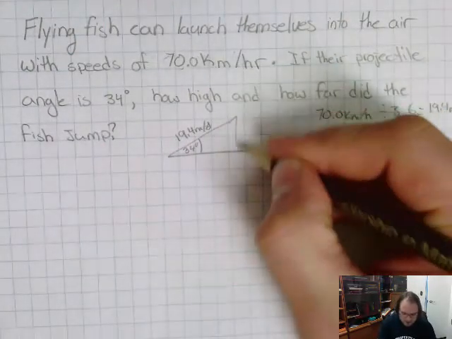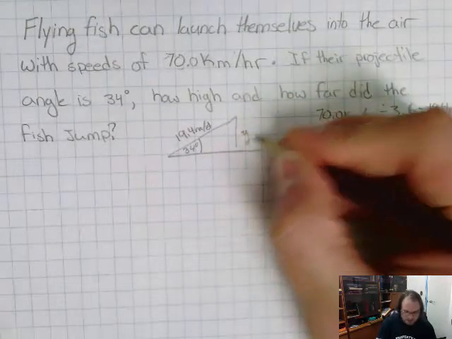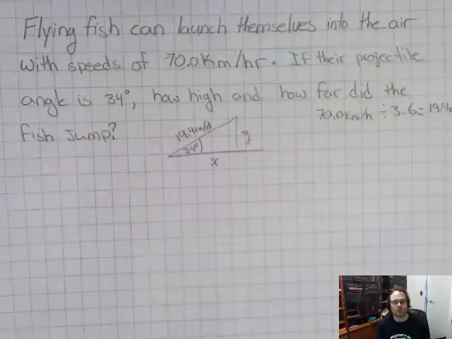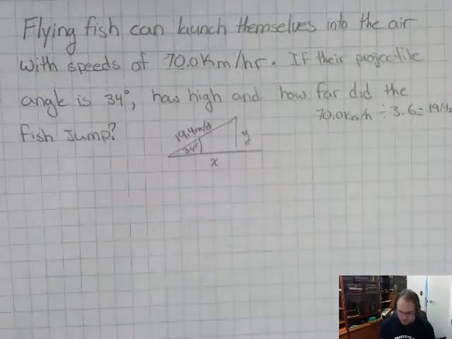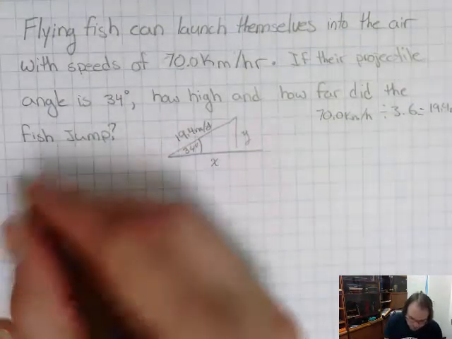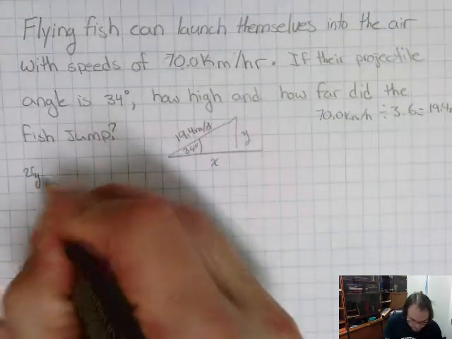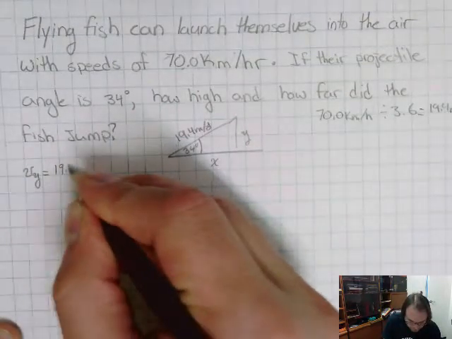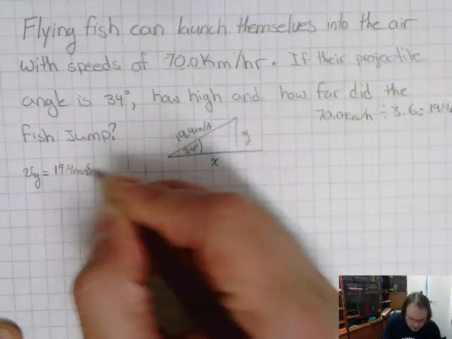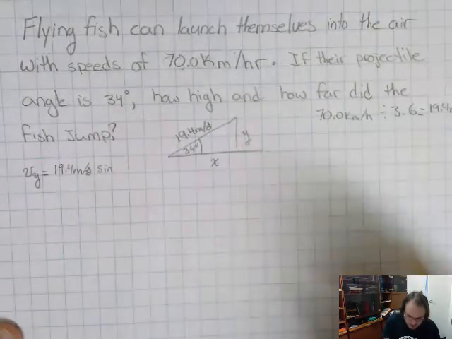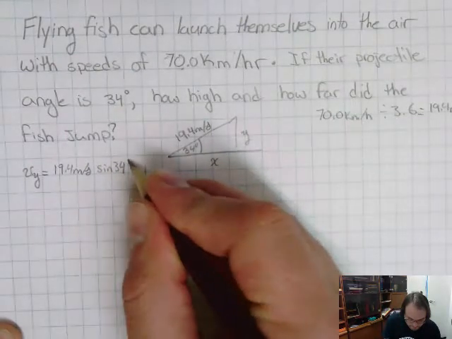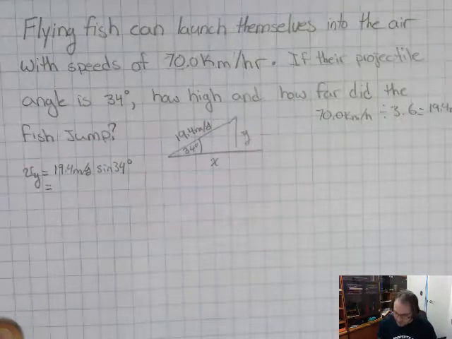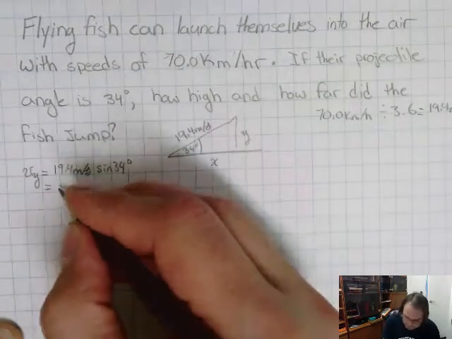Now, we need to figure out what my y and my x velocity are, because that's always step one. Break them down to your x and y components. We have a resultant, so we're going to break it down to x and y. So for my y, I'm just going to go 19.4 sine 34 degrees. And that's going to give me a total of 10.9 meters per second.